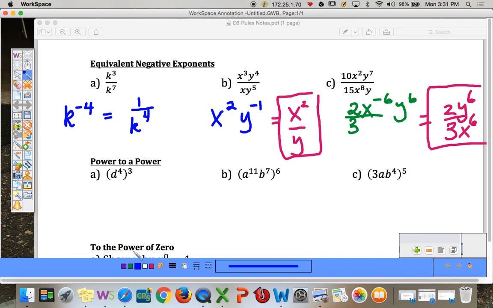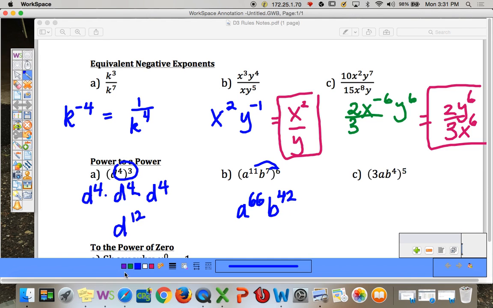A power to a power, again, if you forget, write it out. This is d to the 4th, but it's 3 times. So then if we add these up, we get d to the 12th. So the shortcut was you multiply these together. 4 times 3 is 12. So this one we're going to multiply and distribute. This will be a to the 66th, b to the 42nd. This last one, distribute the 5 to all the bases. So we have 3 to the 5th, a to the 5th, b to the 20th. And then we can actually take 3 to the 5th power, which is 243. So here's our final answer, 243, a to the 5th, b to the 20th.